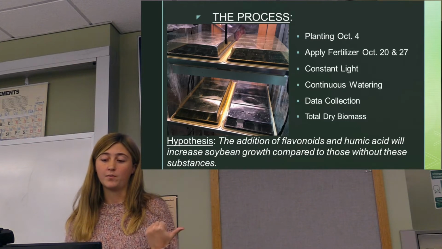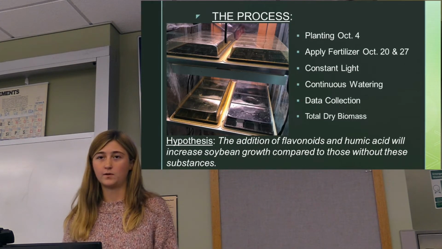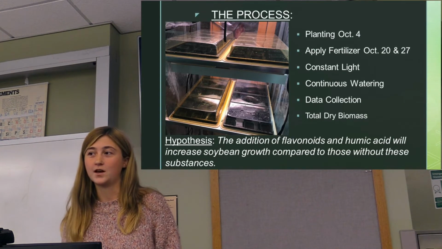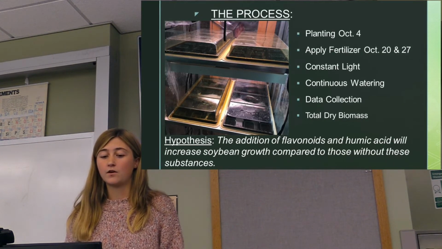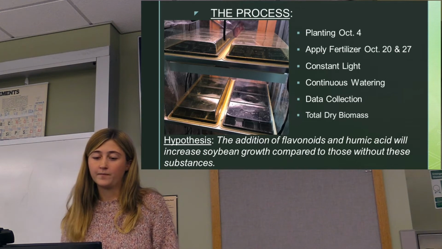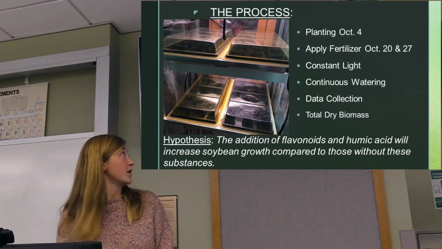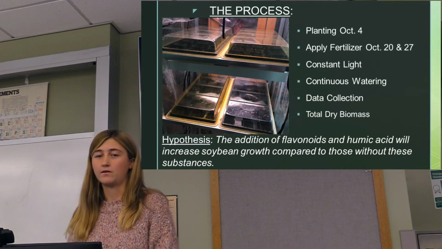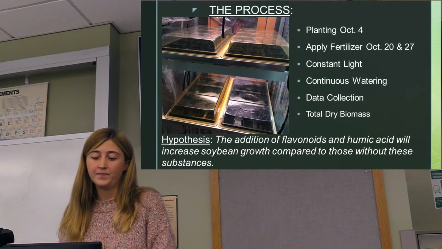That was when I applied the humic acid, and then on the 27th, I applied the flavonoids, simply because I just couldn't get the flavonoids in time to do them all at once. So I was forced to do that separately. They had constant light from the growth chamber that they were in, and obviously continuous watering to ensure that everything was moist and ready in there for them.